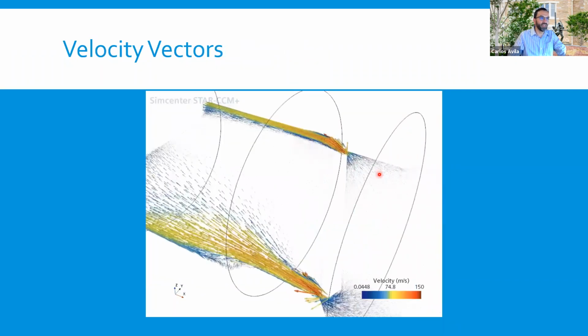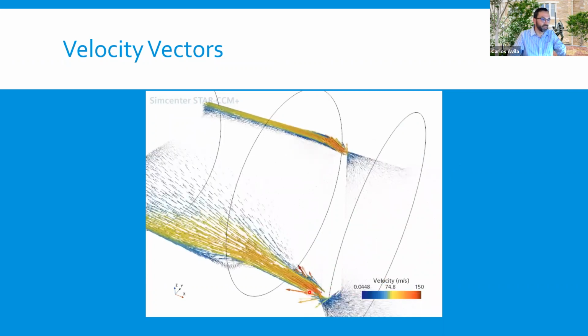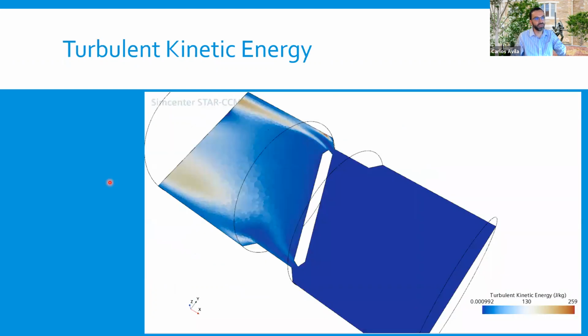You can look at the velocities. You can see that the red arrows, the vectors, are velocities that reach close to 150 meters per second because of the reduced area here. So you can imagine that high velocity, high turbulence spots have a high potential to create smaller droplets that can create issues later on in your production facility.